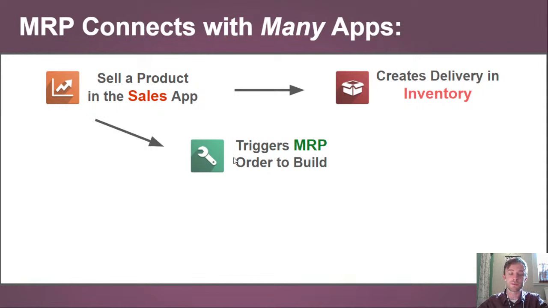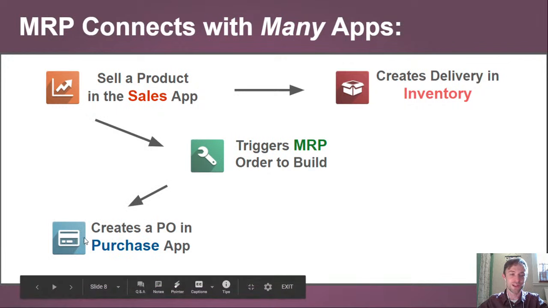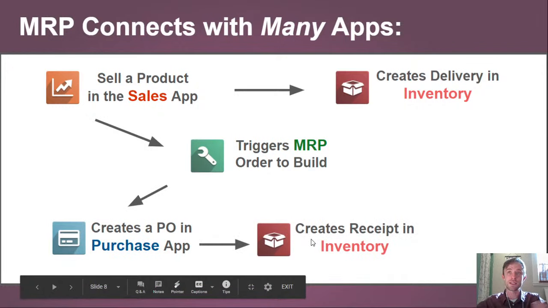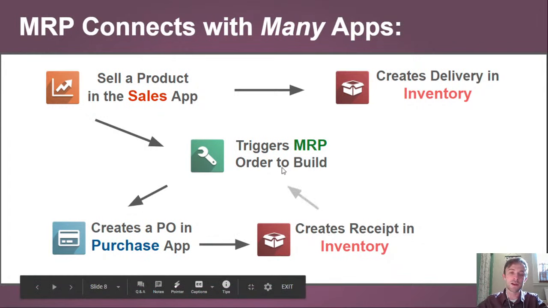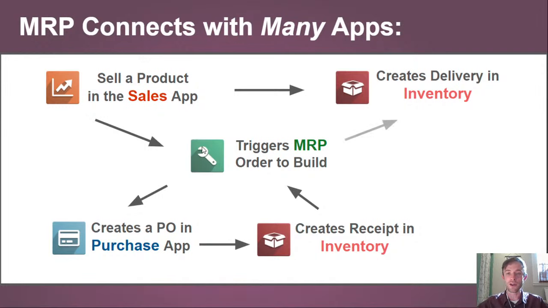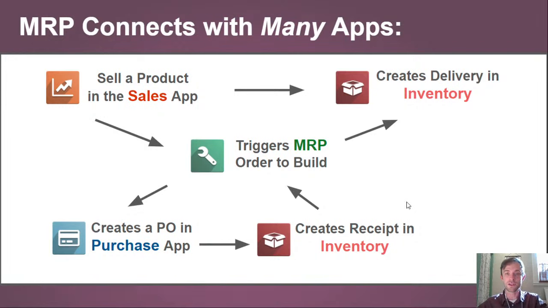So you can have the system set up so that it automatically creates a purchase order right here in the purchase app. And then when you send that out, it generates a receipt to receive it back into stock. Once you've received it back into stock, it automatically gets handed over to the manufacturing team. They can put it together, and then they can ship it out. So it's a multi-step process, but it's handled really well and really smoothly because of the integration that we have.